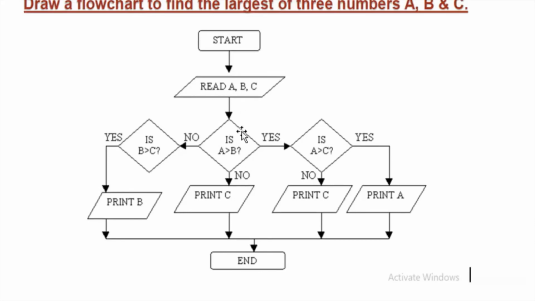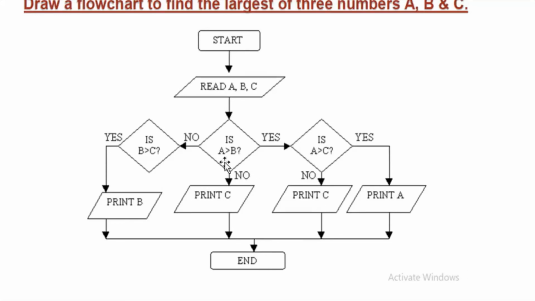So the first condition is: if a is greater than b. If a is greater than b, then we will check whether a is greater than c. If both conditions are true, it means a is the greatest. So if a is greater than b, yes. If a is greater than c, yes. Print a. It means that a is the greatest. If a is greater than b, yes, but if a is not greater than c, it means c is the greater.